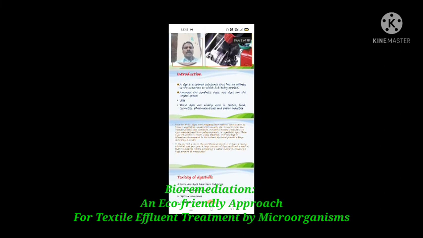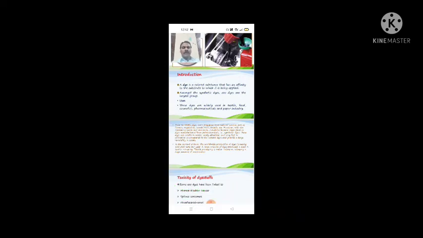Friends, a dye is a colored substance that has affinity to the substance to which it is applied. Among the synthetic dyes, azo dyes are one of the largest groups, and they are widely used in the textile industry, food industry, cosmetic industries, pharmaceutical industries, and paper industries.